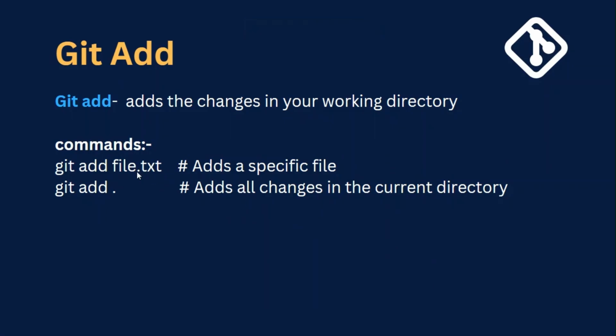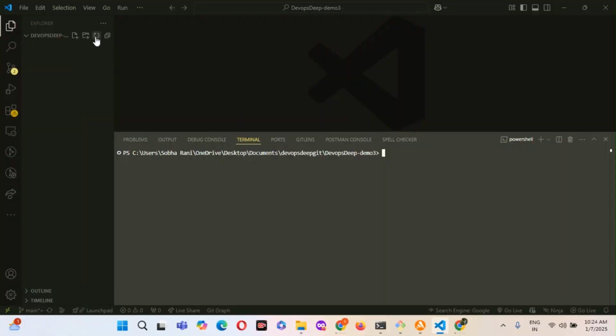What is git add? It adds the file changes in your working directory. For example, you add one file, and that file gets added to the GitHub repository. Now I will show the example. In DevOps Deep Git, inside we have a folder, devops-deep-demo. Here previously we did git init, right? Now the git add command.